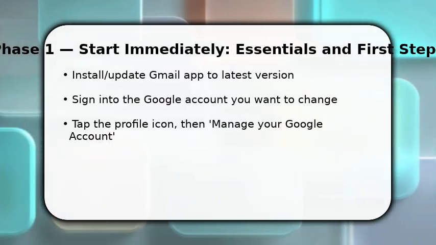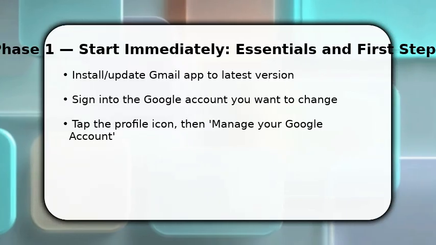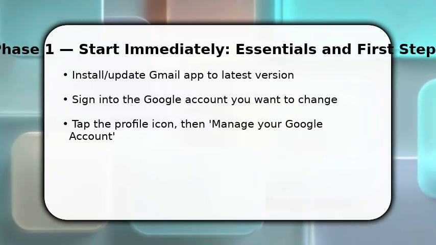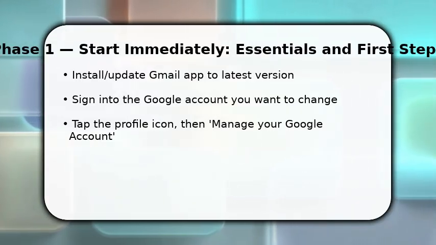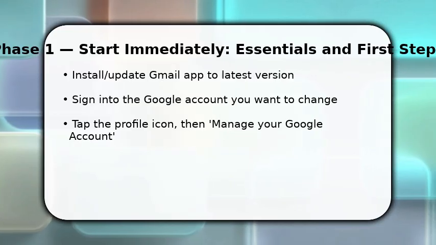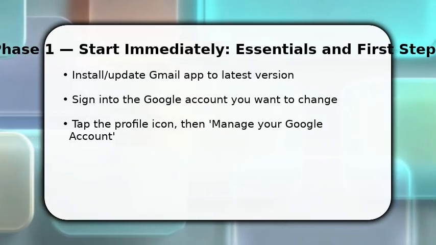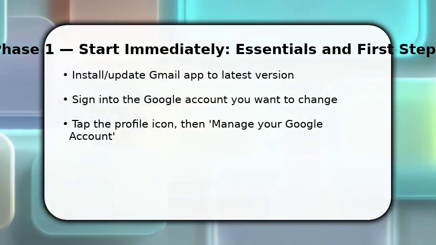You start inside the Gmail app, open it, and make sure you're signed into the account whose language you want to change. Once signed in, tap your profile icon in the top right, then choose Manage your Google account to access account-level settings. Make sure you have a stable connection. This syncs preferences. You do not need to change the device language here.